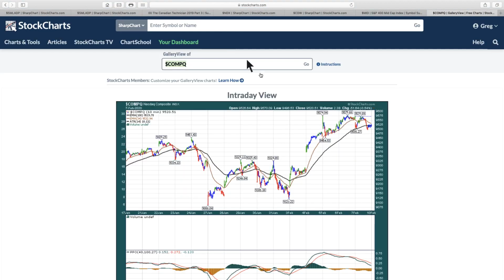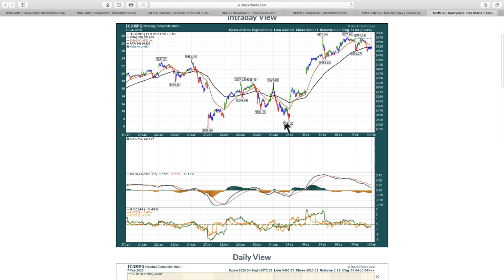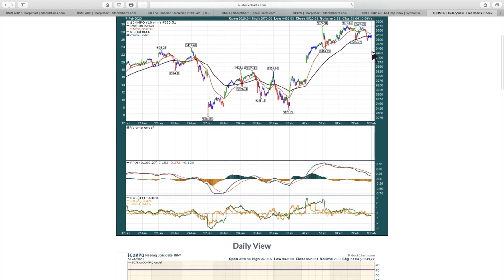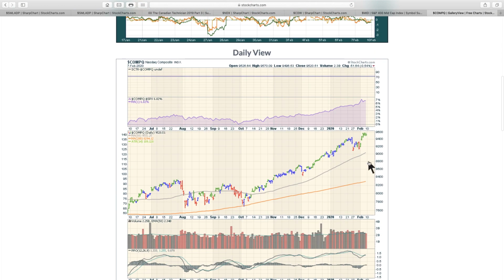NASDAQ composite, what happened here was this took off to higher highs. And the reason obviously was because we had big moves in things like Tesla and Amazon and this outstanding kind of push up really kind of carried everything forward. So the index looked like it was doing really, really well.